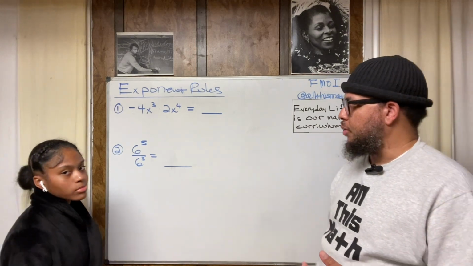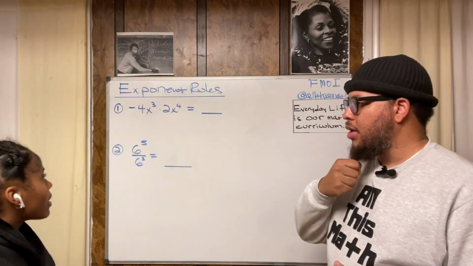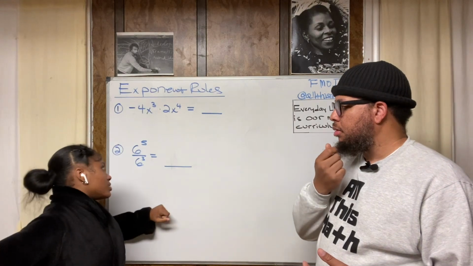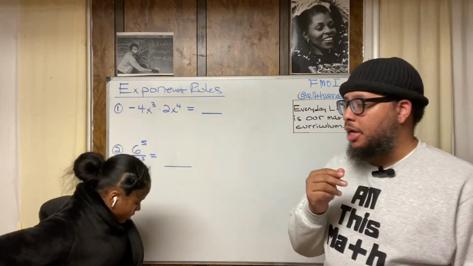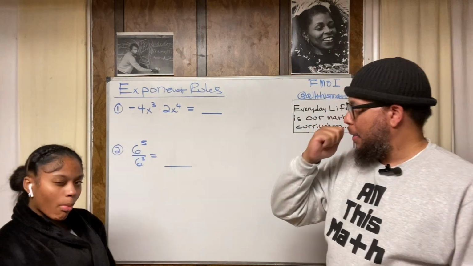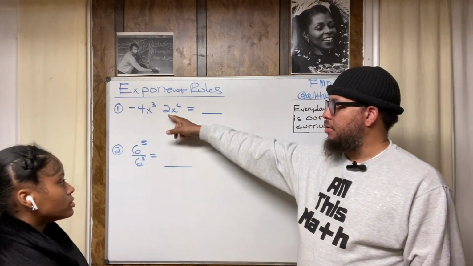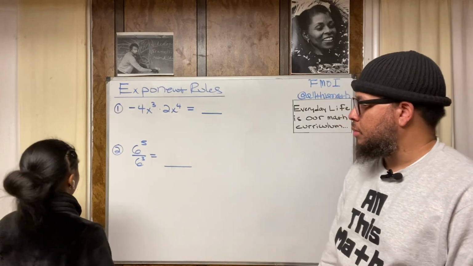All right. What are we doing today? Math. What type of math? We're doing exponent rules. Stop being facetious. We're simplifying expressions that involve the exponent rules. Two examples. All right, read this first example.